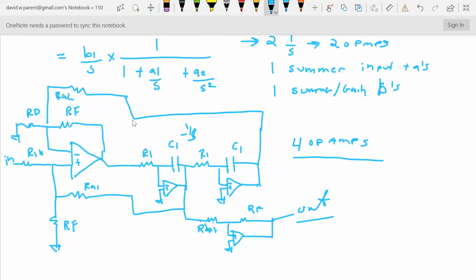I have more complicated examples. It's called the bandpass case study, and the 5th order Butterworth low pass filter. So if you want to see even more detail and higher order level of circuits, you can watch those videos.